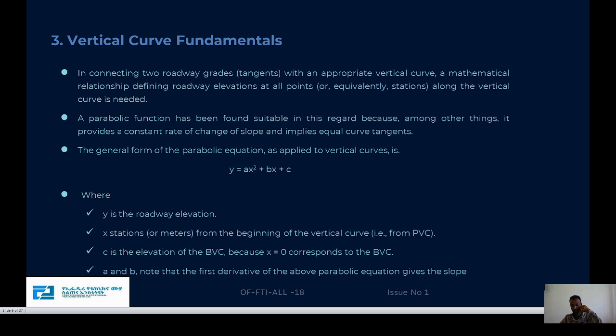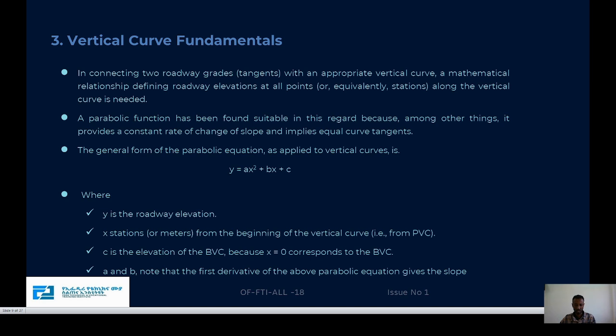The fundamentals of these vertical curves are related to a parabolic equation. In connecting roadway gradients with appropriate vertical curves, mathematical relationships define the roadway elevation at all points. So this parabolic function is applied to vertical curves.